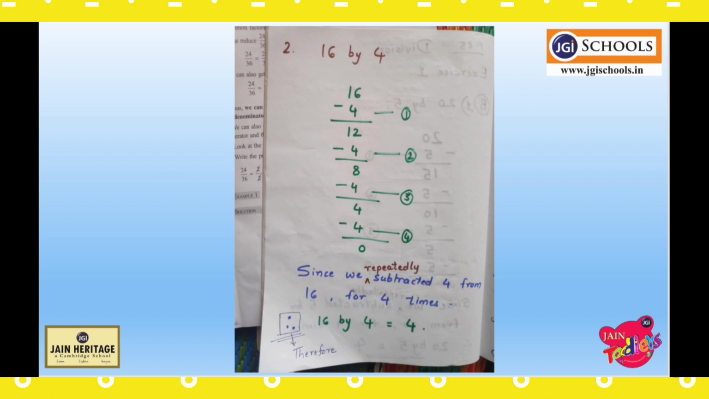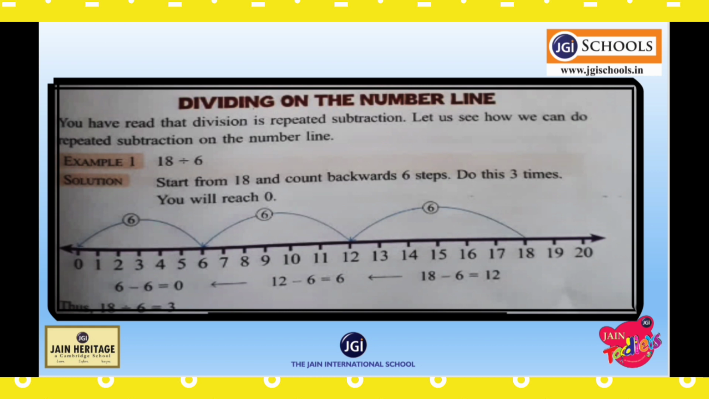Now since we repeatedly subtracted 4 from 16, for how many times? 1, 2, 3 and 4. So 16 divided by 4 will be equal to 4. Okay. Now we have to learn what is dividing on the number line. How can we divide by using a number line? On the number line it is mentioned from 0 to 20, and you have to show the division on that number line.